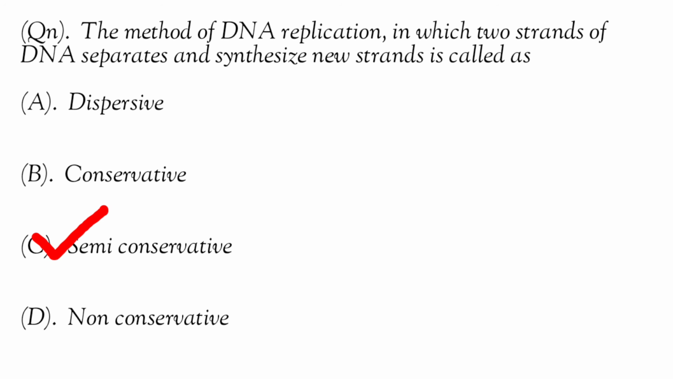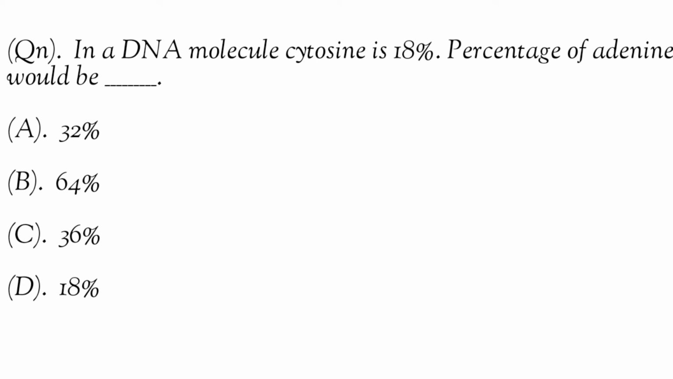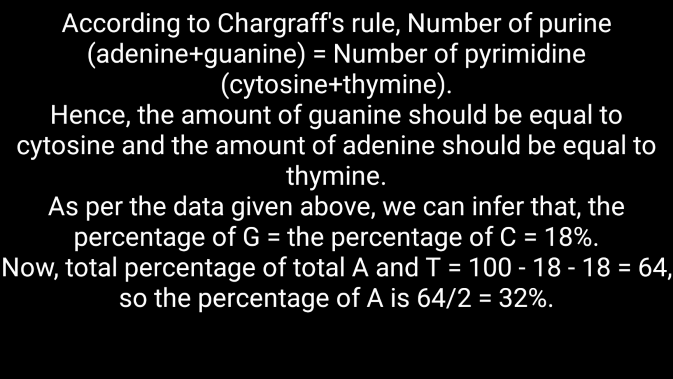Okay, next one. In a DNA molecule, cytosine is 18 percentage, the percentage of adenine would be option A 32 percentage, option B 64 percentage, option C 36 percentage, option D 18 percentage.